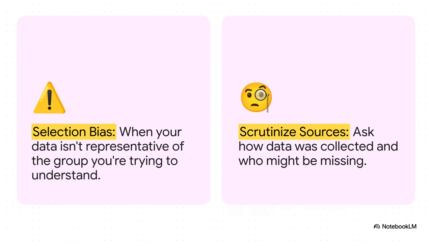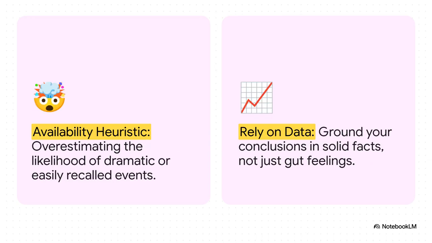Next up is selection bias. This happens when the group of people or things you're studying is skewed. I mean, imagine trying to predict a national election, but you only survey people at one candidate's political rally. Your results would be totally useless, right? That's why you have to always question your data sources and ask that one critical question: who is missing from this picture?